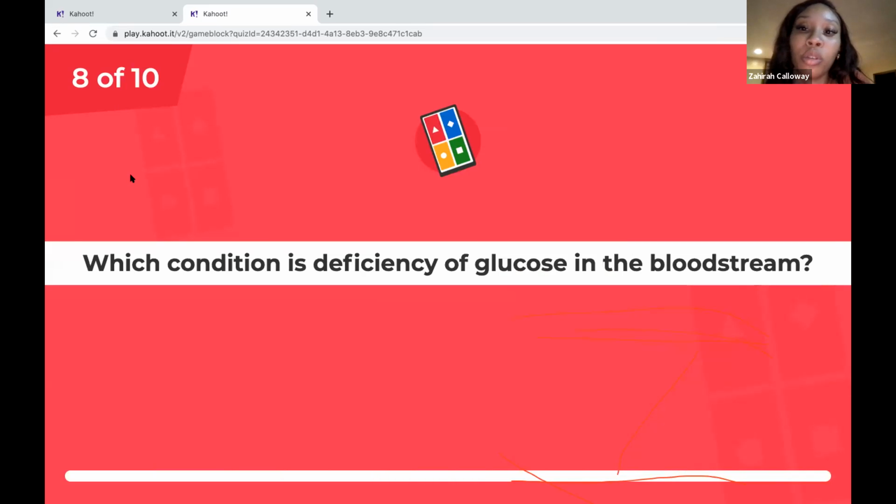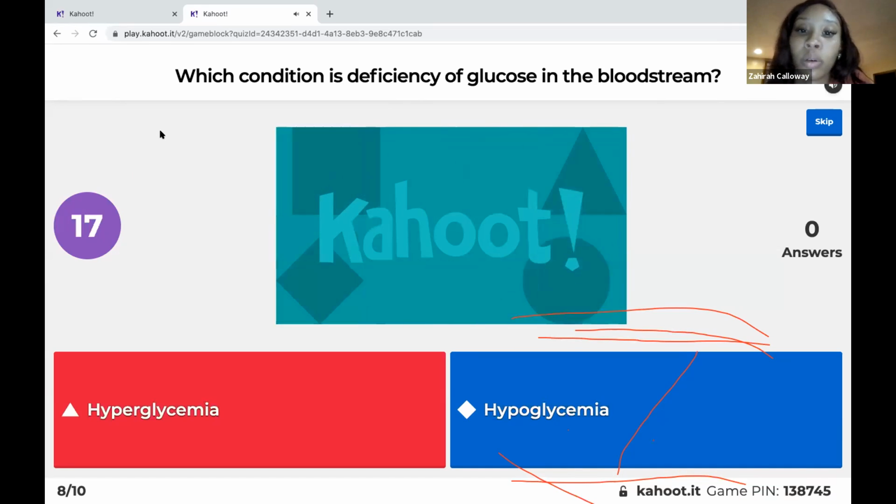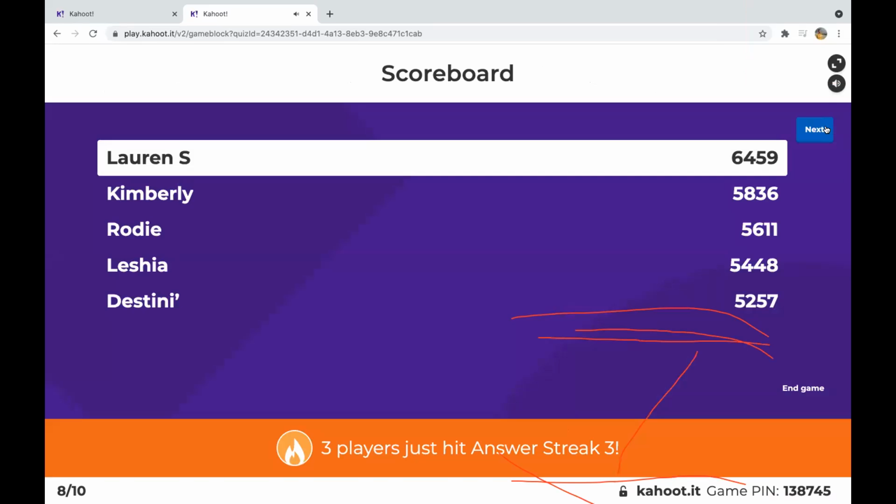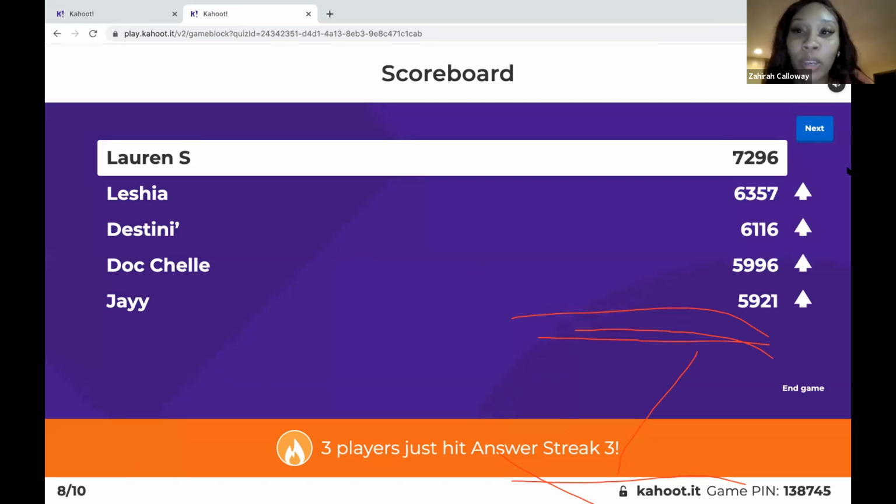Which condition is deficiency of glucose in the bloodstream? Hyperglycemia or hypoglycemia? The correct answer is hypoglycemia. We see you, Ms. Dorsett, in the chat with the right answers. All right, we have Lauren S. still in the lead. Lashia, again, I apologize if I'm saying your name wrong, is in second place. Destiny in third. Doc Shell is in fourth. And Jay in fifth.